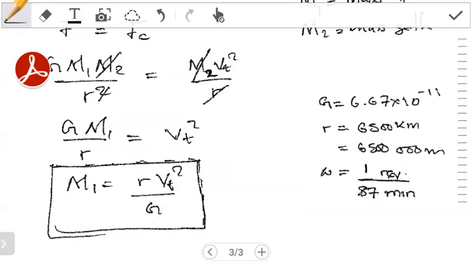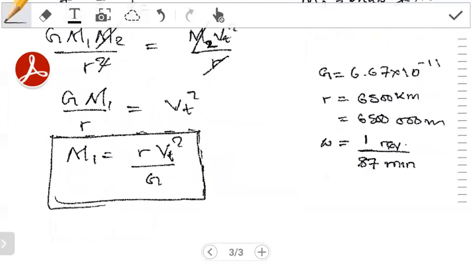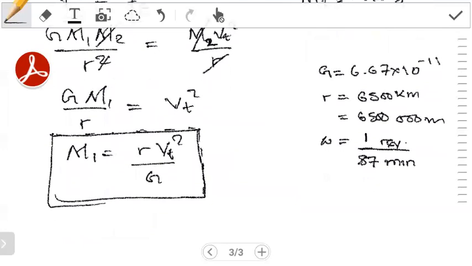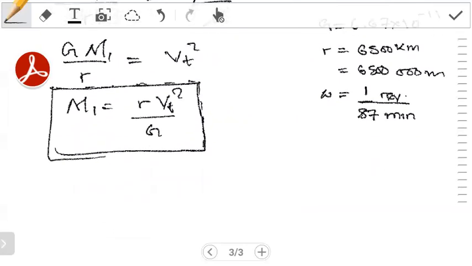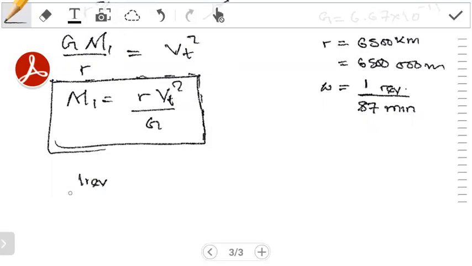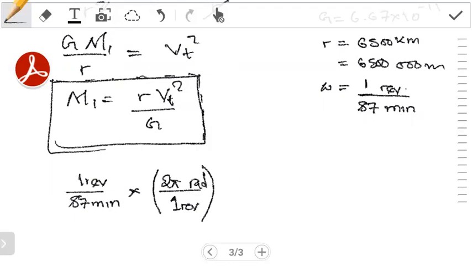Now we need to convert this to radians per second. So how do we do that? Let's just do it down here. We want to convert one revolution over the 87 minutes into revs per second, into radians per second. First we're going to convert the revolutions to radians. We know that in one rev, we have 2 pi rads. This will take care of the revolution.